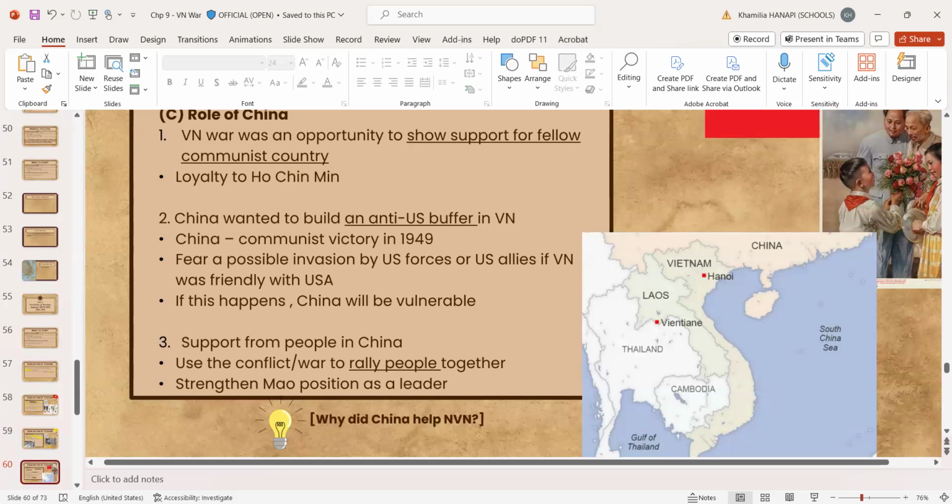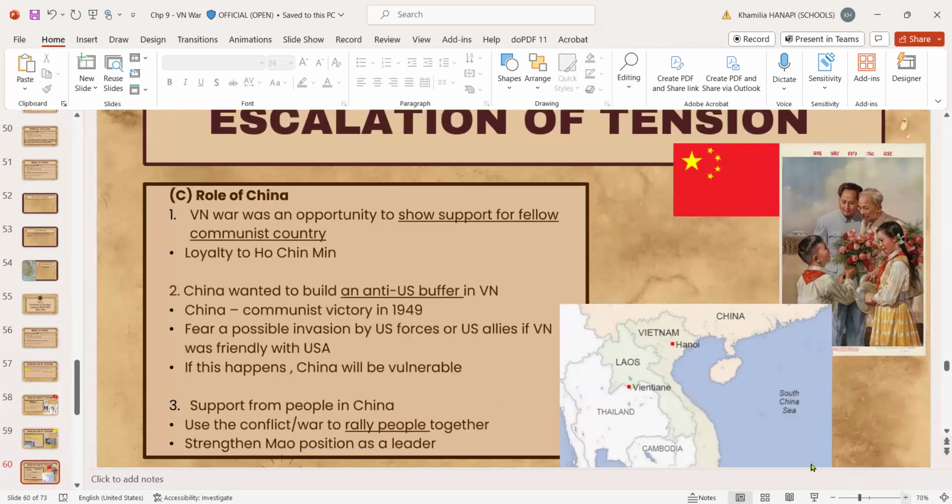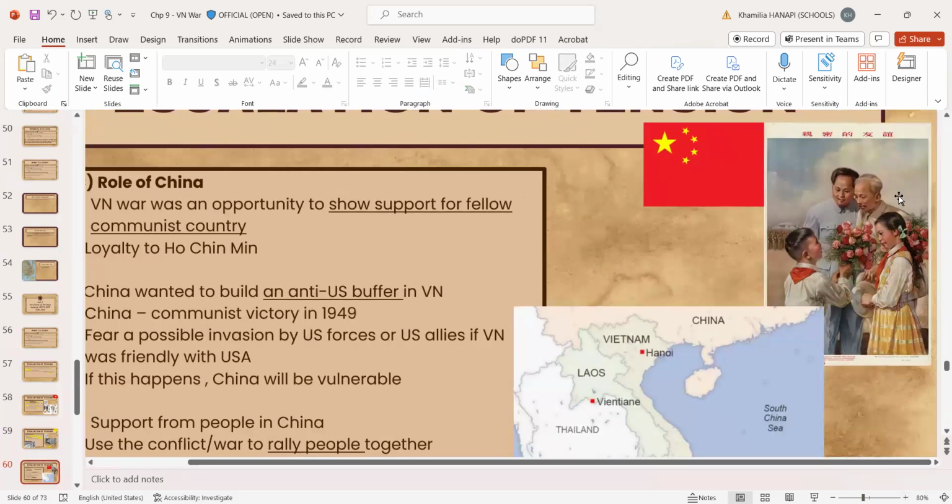Now, China. Why was China involved? And this is the flag of China. And then you can see right here, this is Ho Chi Minh, and this is, of course, President Mao. Okay, why was China involved?